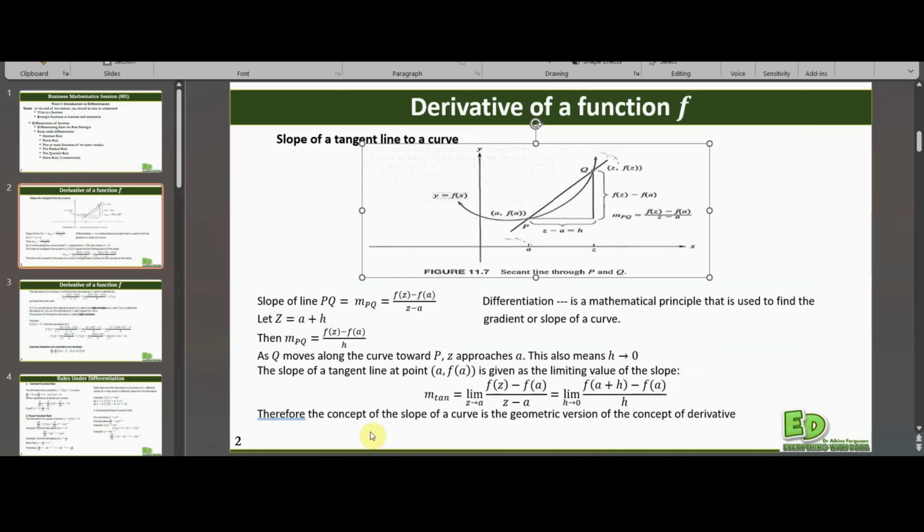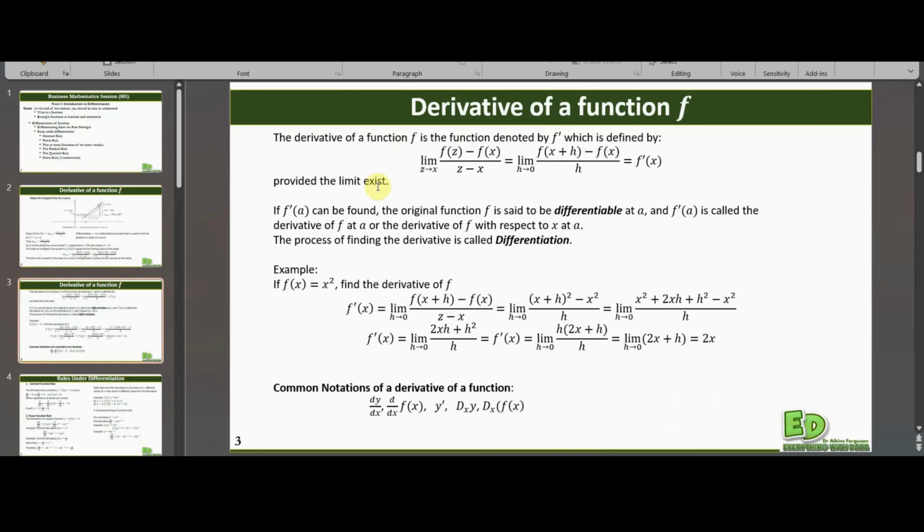So this is the actual, or we'll say the final, formula for the differential of any function using the first principle formula. So therefore, the concept of the slope of a curve is the geometric version of the concept of a derivative. It's just telling you that to find the slope of any curve or any line tangent to a curve, we'll need what? These 2 points with 4 coordinates, right? To be able to find the slope or the gradient of the curve. Okay.